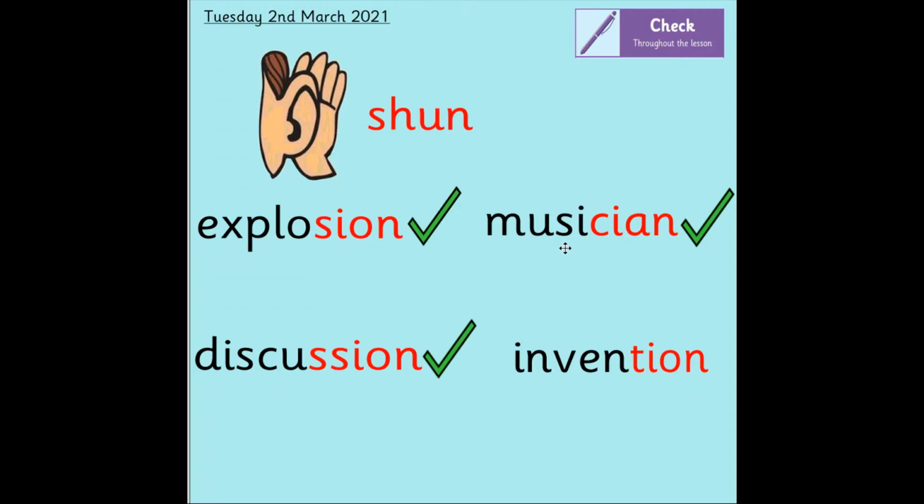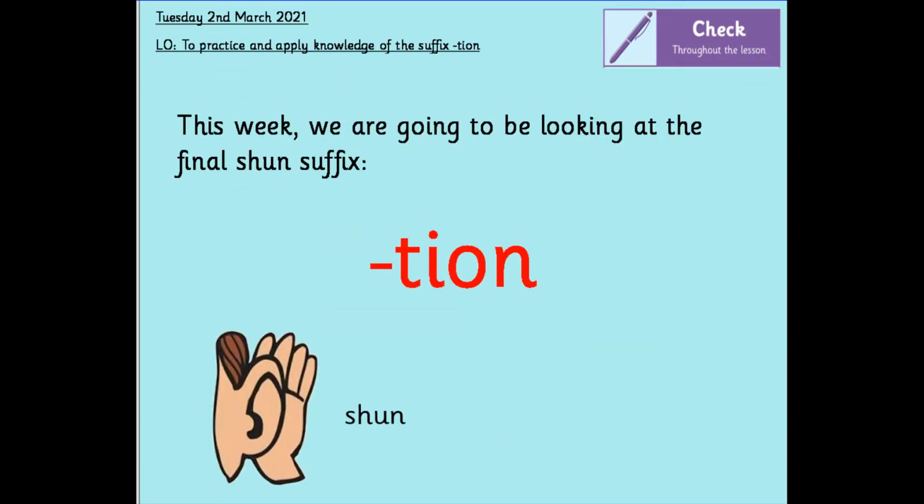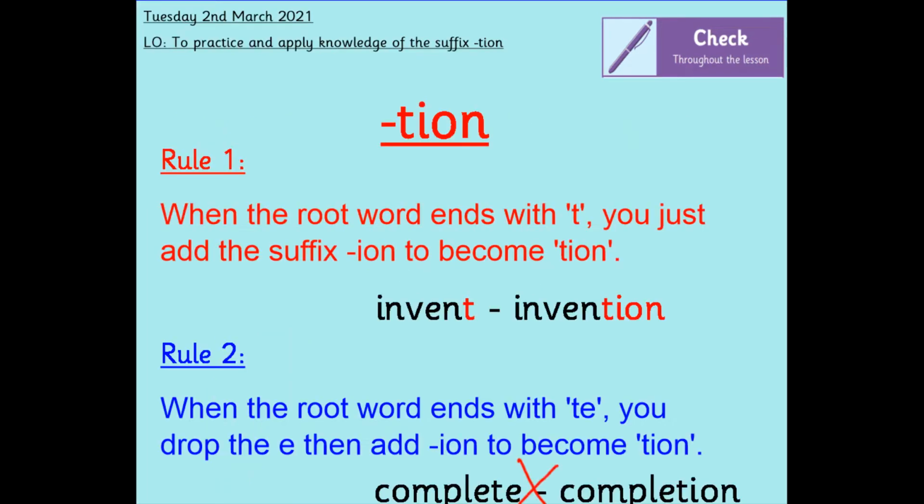Yesterday, Miss Bridgewater showed you the rules for when the suffix can be spelt with T-I-O-N, like in the word invent, that becomes invention. You should be really familiar with the S-I-O-N, S-S-I-O-N, and C-I-A-N suffixes. Let's have a quick recap of the T-I-O-N suffix together now. So this week we are going to be looking at the final shun suffix spelled T-I-O-N. We have a couple of rules for this suffix.